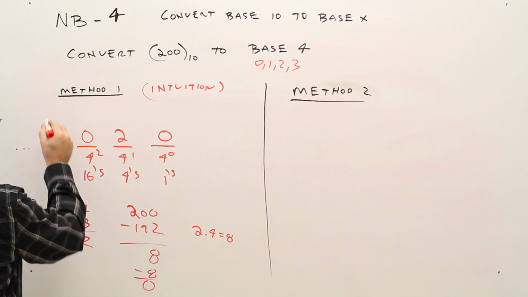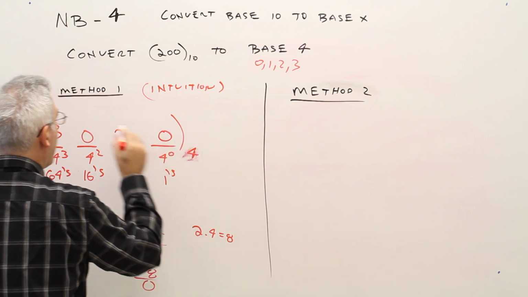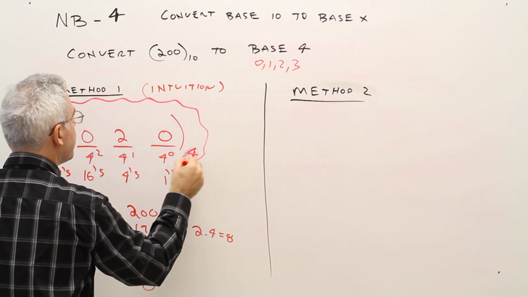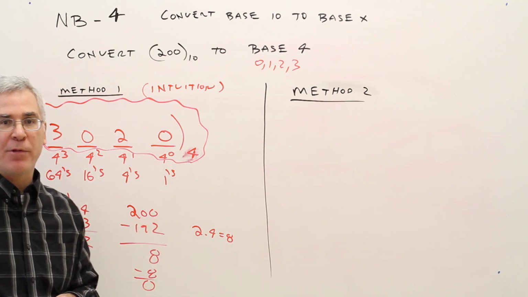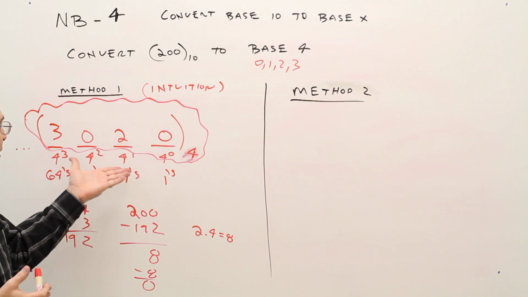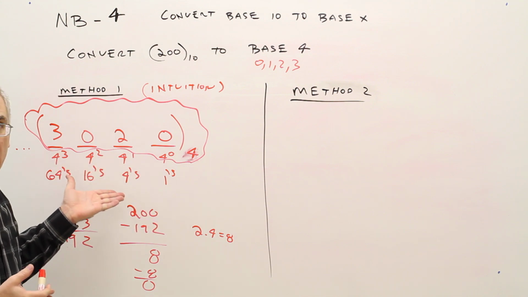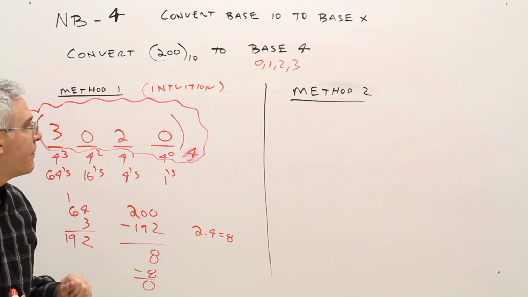So my answer is 3020 in base 4. And I just did it by forcing the place value. Now there is a shortcut. I'll show the shortcut, but I just want you to understand what's really going on. So the shortcut is really doing this in disguise.